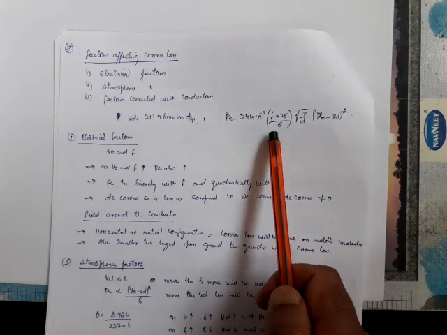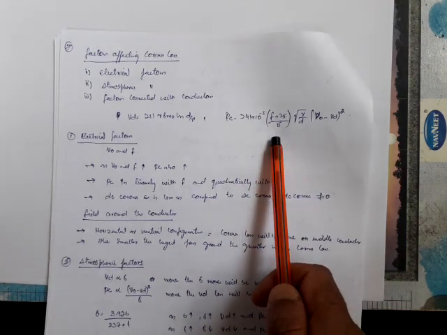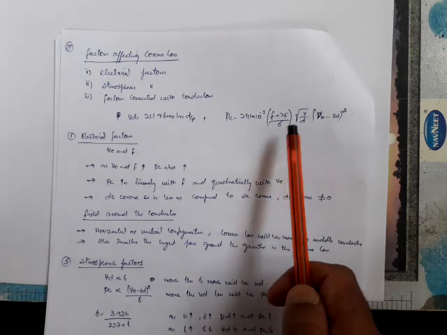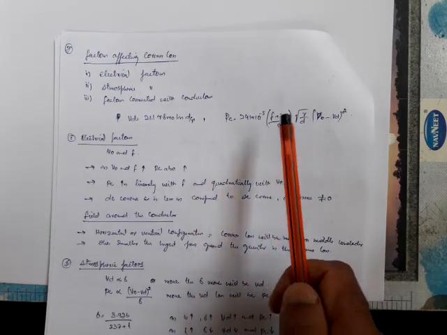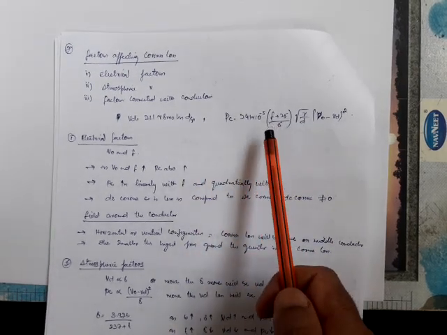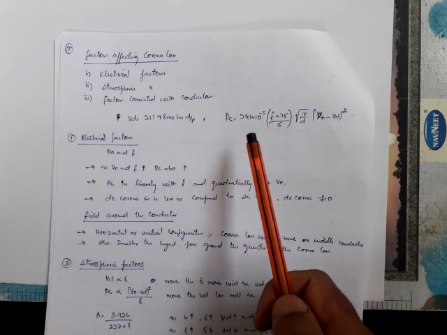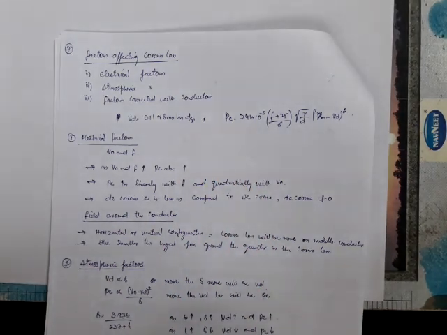Here you can also get the corona loss for DC. When f is equal to 0, corona loss will be minimum for that case, but it is not 0, it has some value. Definitely it will be less than that of the AC system, but not 0.